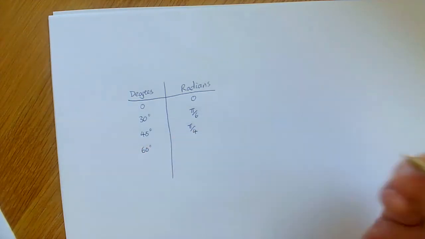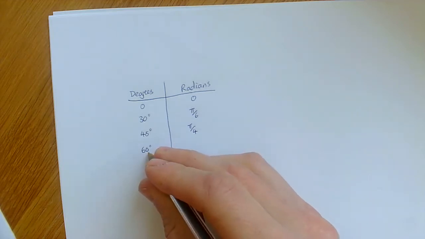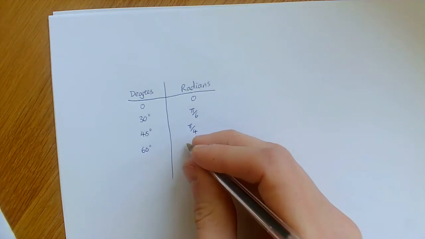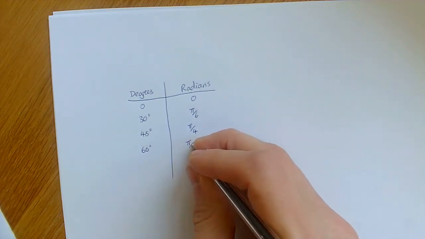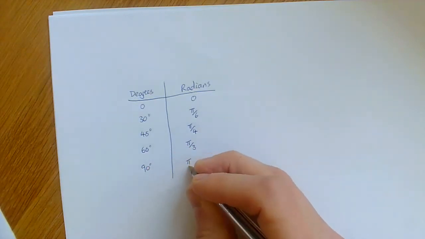60 degrees is also pretty handy. Comes up quite a lot. Well, that's a third of a half turn. So pi is 180, so 60 degrees is pi on 3. And 90 degrees was one we have already met, it was pi over 2.